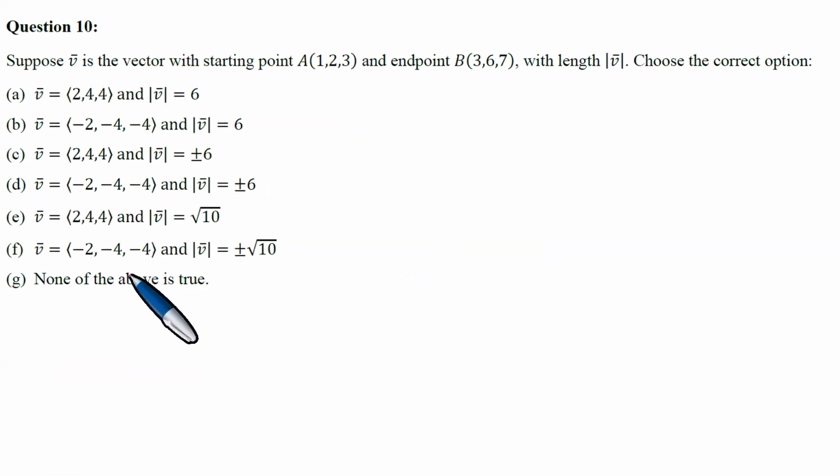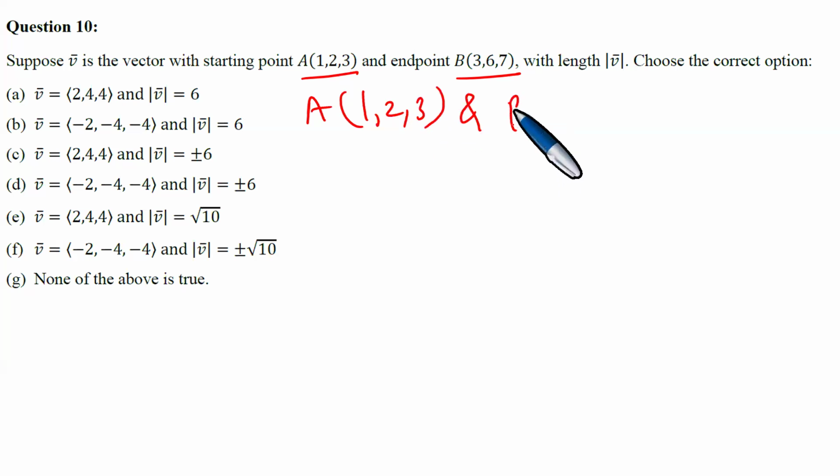Right, in question 10, we are saying suppose V is the vector with starting point A with coordinates 1, 2, 3, and end point B with coordinates 3, 6, and 7, with length. In other words, A has the coordinates 1, 2, and 3, and B has the coordinates 3, 6, and 7. Choose the correct option.